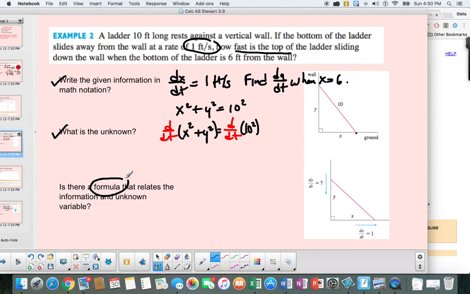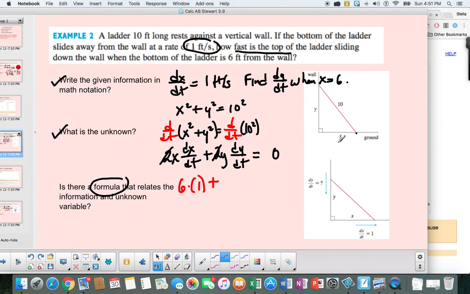Now we're looking for a formula. The formula that we're going to use that involves x and y is the Pythagorean theorem. We're going to take the derivative with respect to time on both sides. This is going to require implicit differentiation. You're going to treat x and y as differentiable functions. 2x dx/dt plus 2y dy/dt is equal to 0. We can divide both sides by 2. Now we're going to have values for x. x is 6, dx/dt is 1.